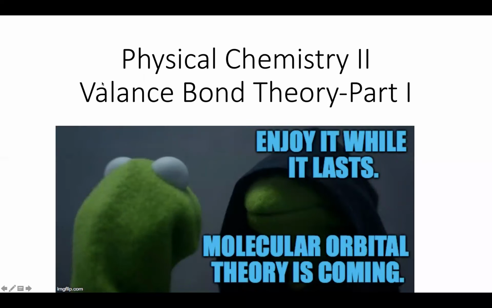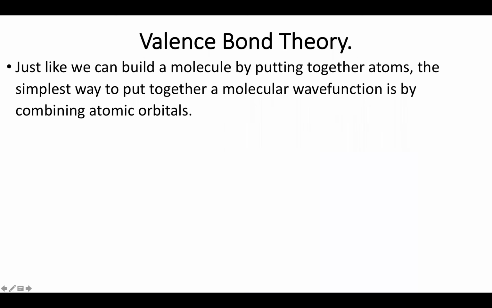So the major idea behind valence bond theory is just like how we can build molecules by putting together atoms. One of the simplest ways we can build up an entire molecular wave function is if I do the same thing with my atomic orbitals. So instead of just adding one atom plus one atom, I can build one wave function plus another and then worry about normalization and all of the other things that come along with it.